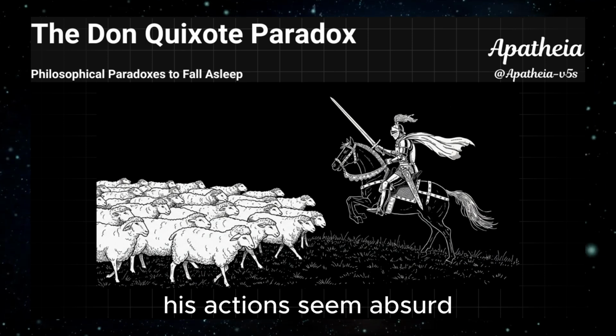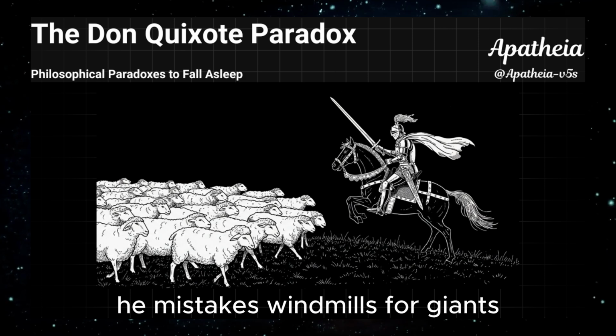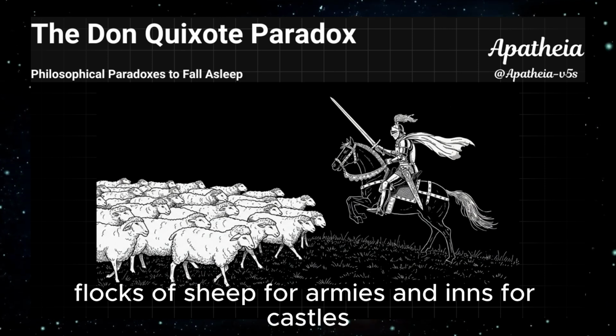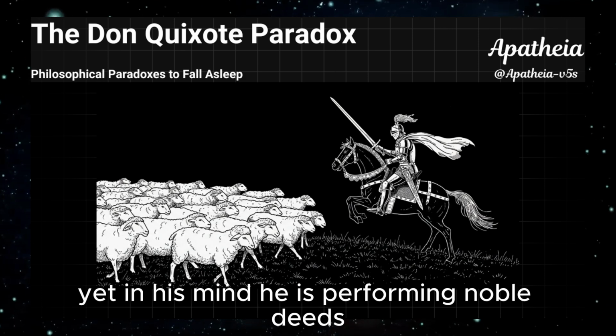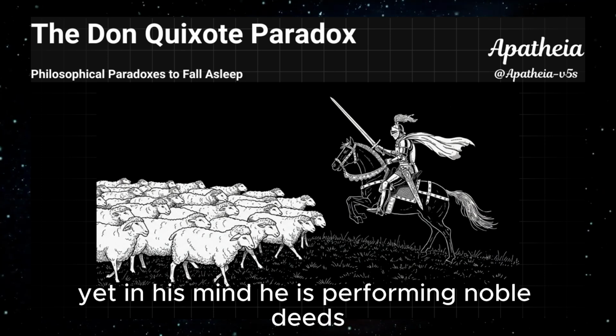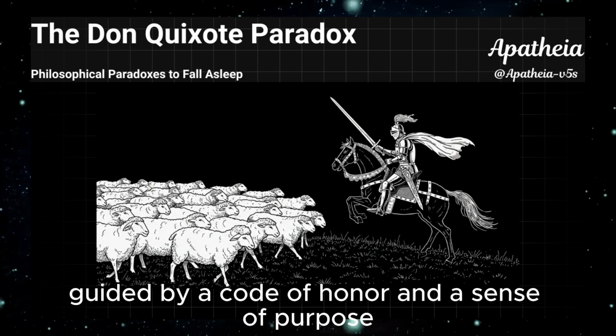At first glance, his actions seem absurd. He mistakes windmills for giants, flocks of sheep for armies, and inns for castles. Yet in his mind, he is performing noble deeds guided by a code of honor and a sense of purpose.